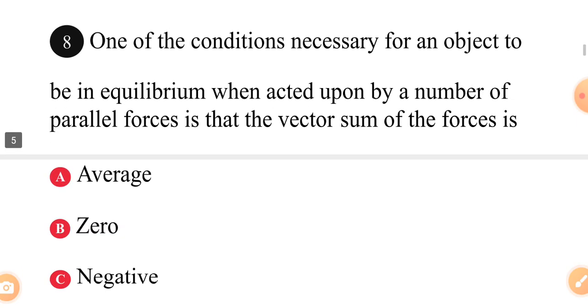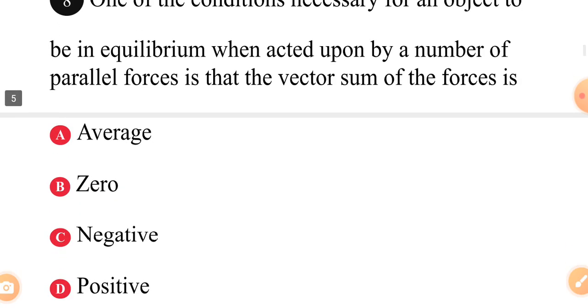Okay, back to question 8. One of the conditions necessary for an object to be in equilibrium when acted upon by a number of parallel forces is that the vector sum of the forces is dash. When you sum all the forces acting on the body, for the body to remain at equilibrium without moving, the vector sum of the forces is A, average, B, 0, C, negative, D, positive.